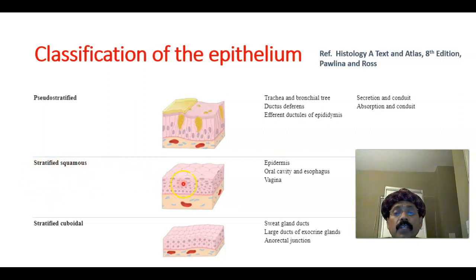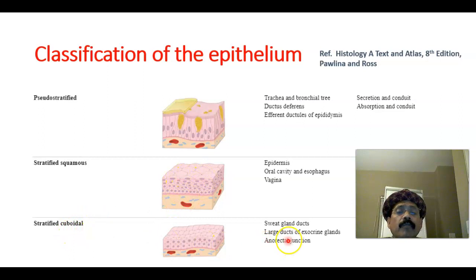Stratified squamous epithelium is found in the oral cavity, esophagus, and vagina. Okay, there is no keratin here in the oral cavity. On the tongue surface, in certain places, it may have some keratin at the tip of the filiform papillae. Otherwise, under the surface of the tongue, it is stratified squamous and without any type of keratin.